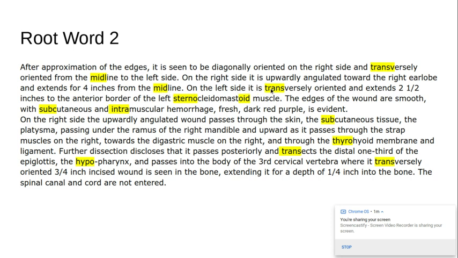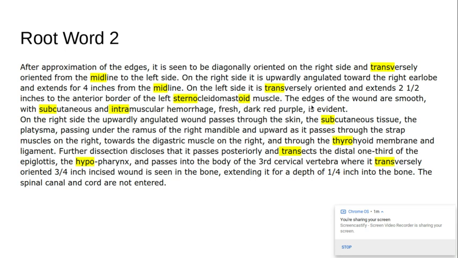On the left side, it is transversely oriented and extends 2.5 inches to the anterior border of the left sternocleidomastoid muscle. Big, massive word right there. It's a major muscle that extends from the back of the head to the front of the neck towards the sternum area, the middle bone of the body. The mastoid, there's what's called the mastoid process on the back of your skull, which is where this muscle attaches.